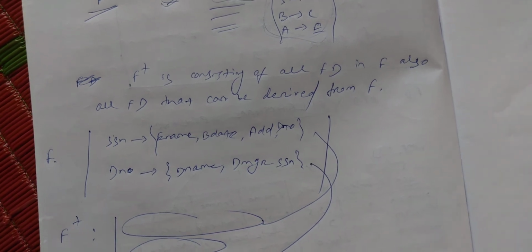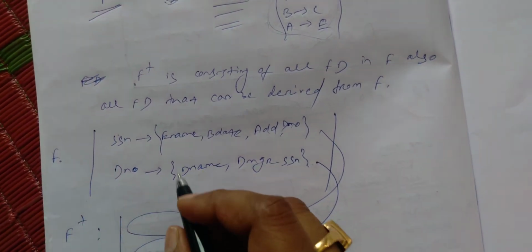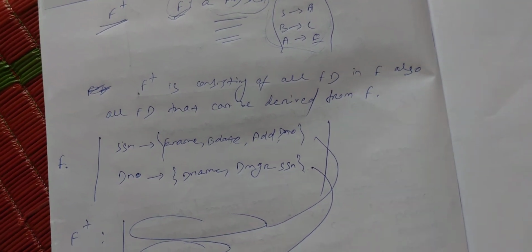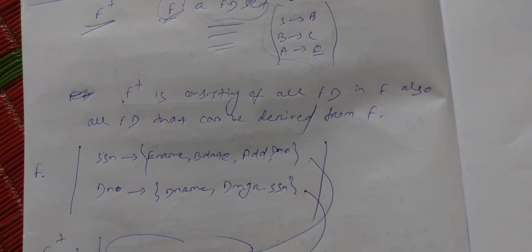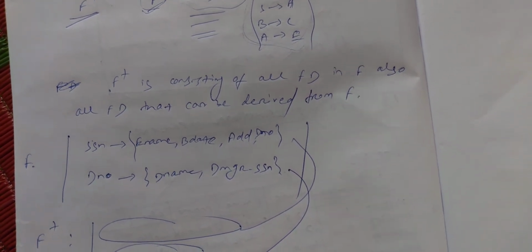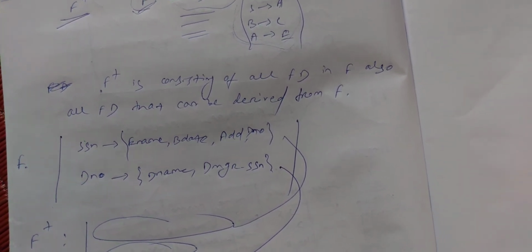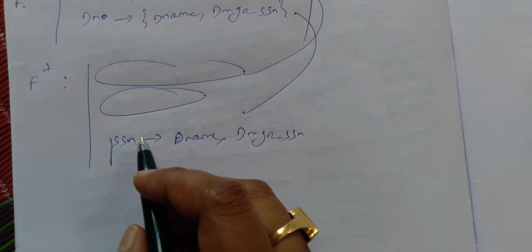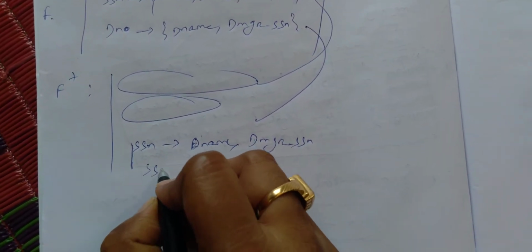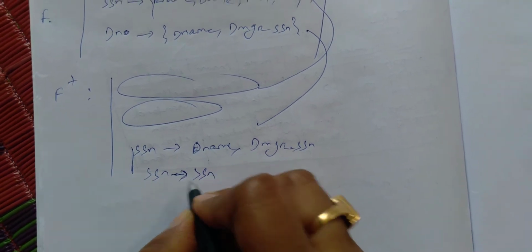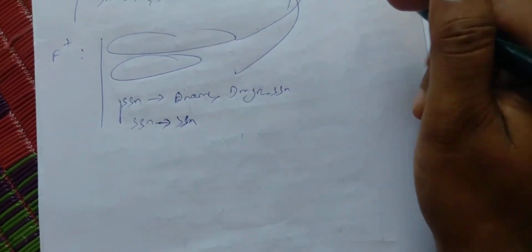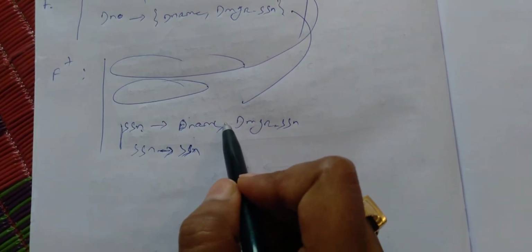Along with that, any other functional dependencies which can be derived from this. I can say that SSN determines D name, D manager SSN, and SSN can also determine itself. So we will see how different functional dependencies are derived, all possible ones.